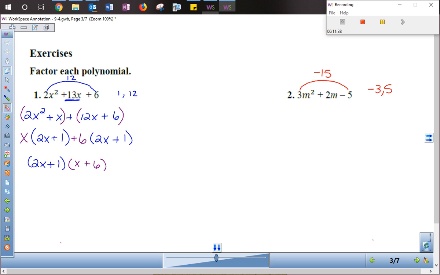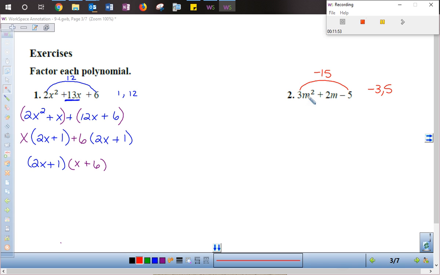Again, I want you to write those factors down so I know what factors you're working with and so you can do a double check. So negative 3 times 5 is negative 15. Negative 3 plus 5 is positive 2. Next, what we're going to do is rewrite my expression. So first term comes first. I'm going to replace this 2m with my two factors.